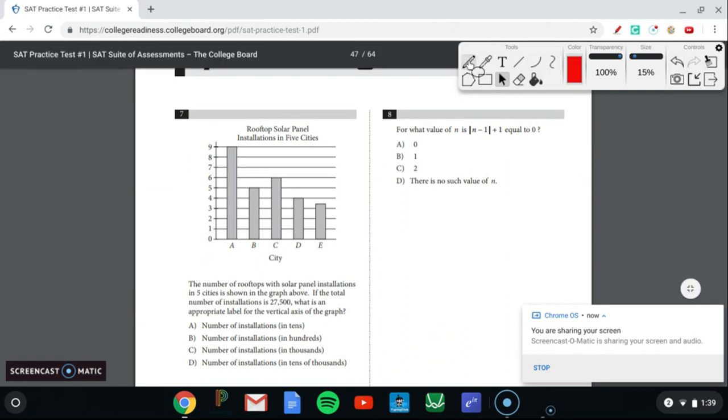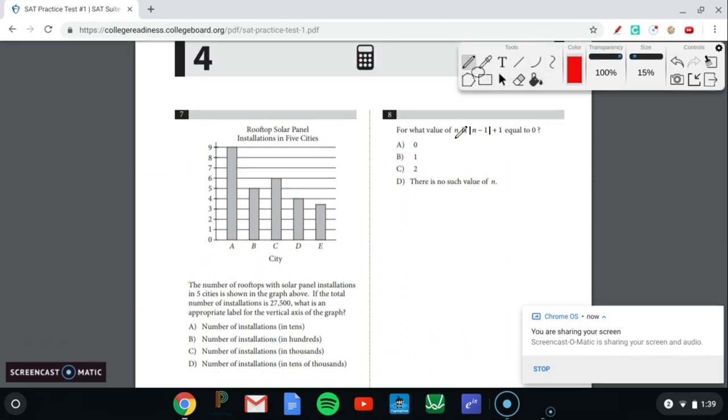Question 8. For what value of n is the absolute value of n minus 1, plus 1, equal to 0? Now, for those of you who are not familiar with absolute value bars, all this means is that if it's a negative number, you make it positive. So if inside your absolute value bars you have 0 or any positive number, the absolute value bars do nothing. If it's a negative number, it's positive. So negative 7 would be equal to 7. Negative a billion would be equal to a billion. 0 is still equal to 0. 8 is still equal to 8. That's what absolute values are.